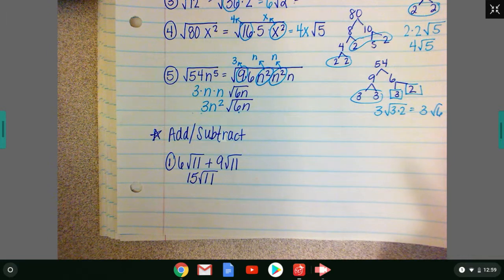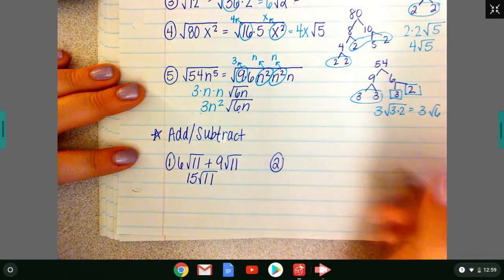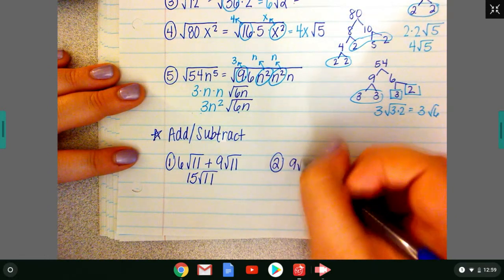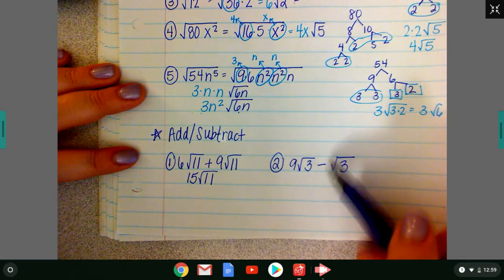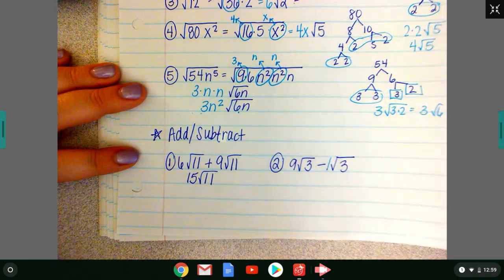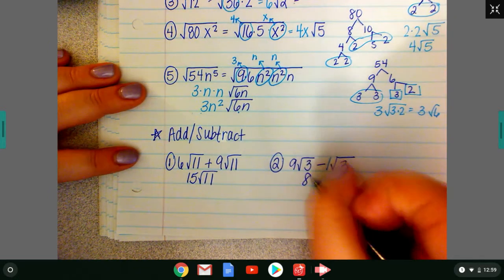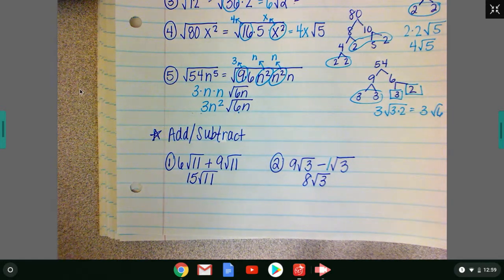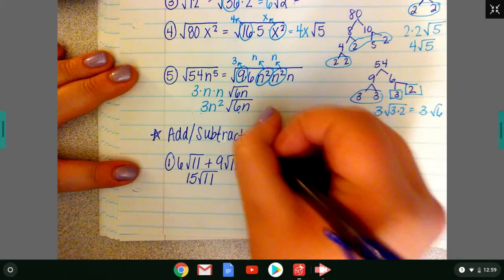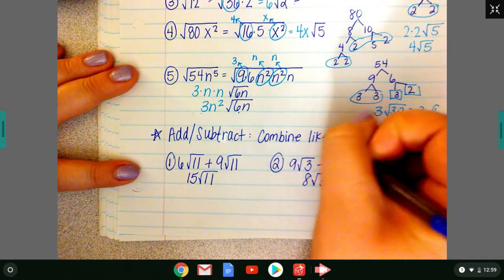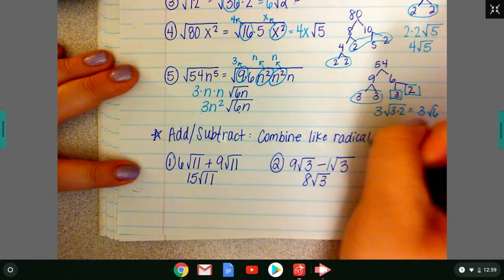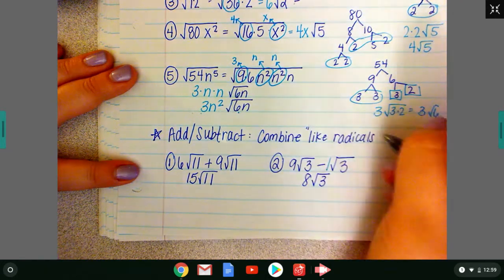So my point here is just add the stuff on the outside and treat root 11 like a variable. Do not make that a 22. So again, maybe I have something like 9 root 3 minus root 3. I have 9 of these minus invisible 1. There's an invisible 1 right here. I have 9 of these minus 1 of these. I have 8 of these, so I have 8 root 3s. So adding and subtracting, you're kind of just going to combine like radicals, I'll kind of put that in quotes.